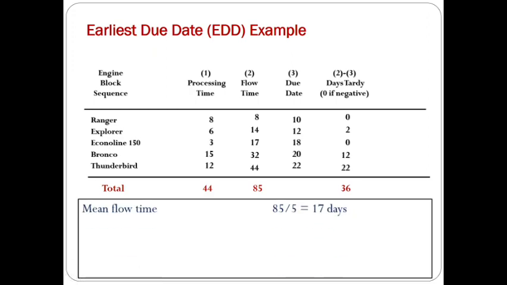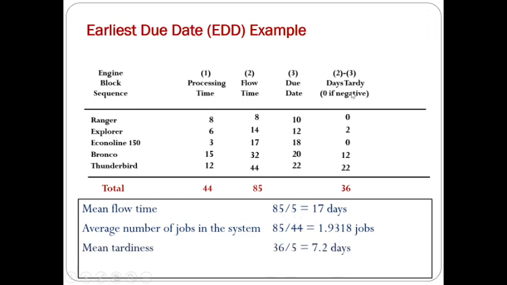By having this, we can easily calculate the mean flow time, which is the total flow time divided by number of jobs, 17 days. Average number of jobs in the system, total flow time divided by total processing time, so 1.93 jobs. Mean tardiness, total tardiness divided by number of jobs, 7.2. And utilization, the reversal of average number of jobs in the system. So total processing time divided by total flow time, which is 51.76%.